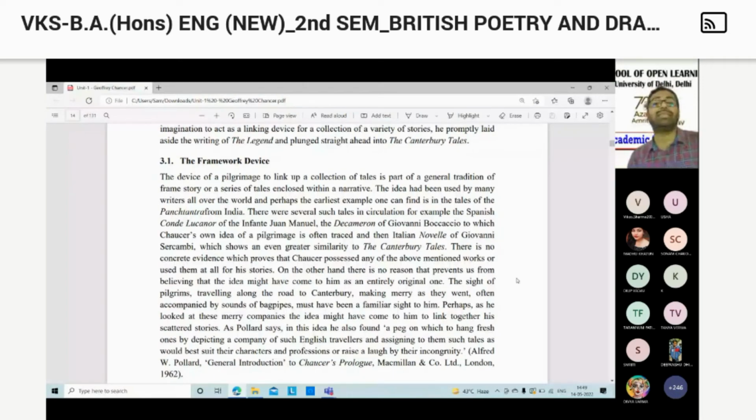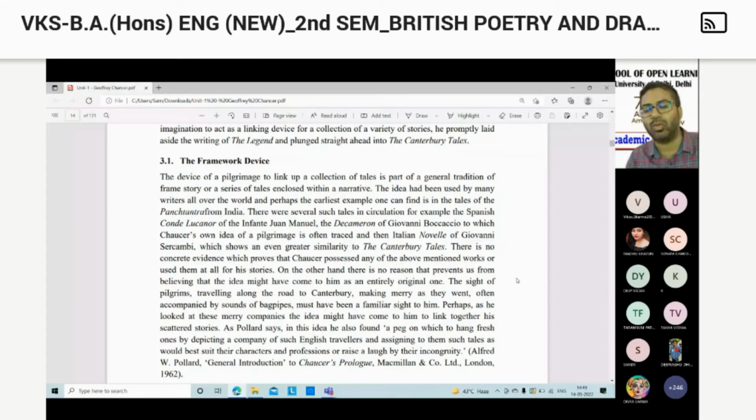There were several such tales in circulation. For example, Spanish Conde Lucanor by Juan Manuel, and Decameron by Giovanni Boccaccio, is believed to have inspired Chaucer in writing such a tale, or at least writing the framework of this tale, to which Chaucer's own idea of a pilgrimage is often traced. And then the Italian novel of Giovanni Sercambi, which shows an even greater similarity to the Canterbury Tales.